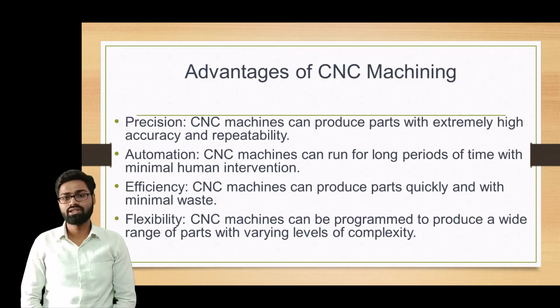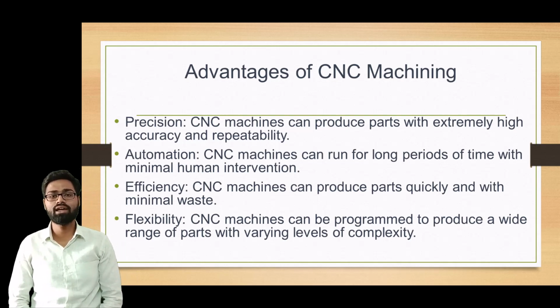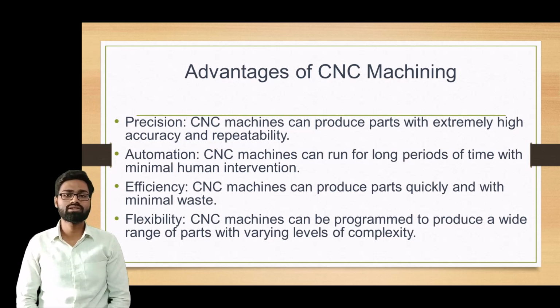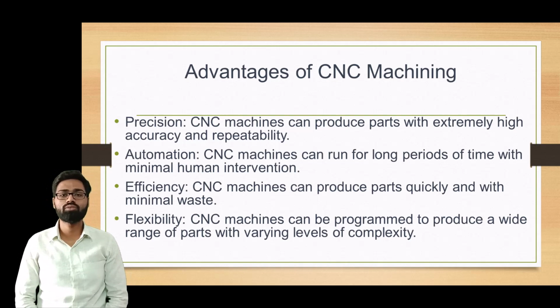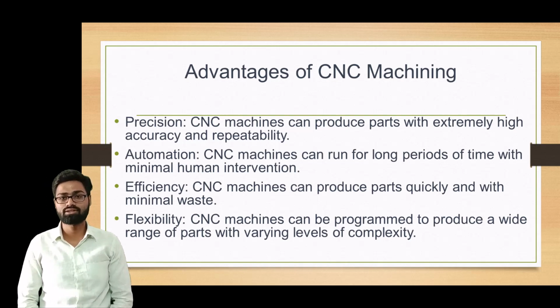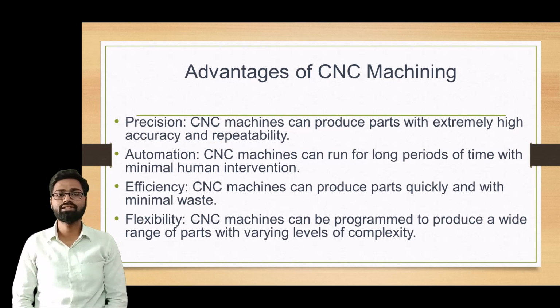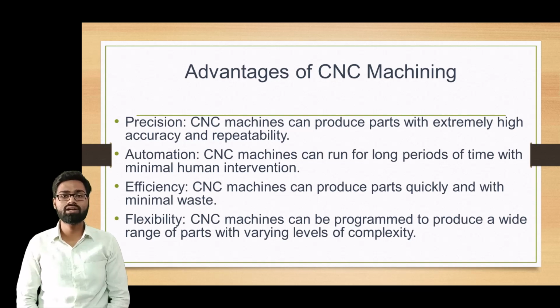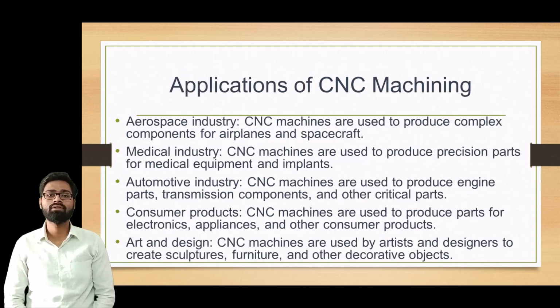Advantages of CNC machining: precision. CNC machines can produce parts with extremely high accuracy and repeatability. Automation. CNC machines can run for long periods of time with minimal human intervention. Efficiency. CNC machines can produce parts quickly and with minimal waste. Flexibility. CNC machines can be programmed to produce a wide range of parts with varying levels of complexity.